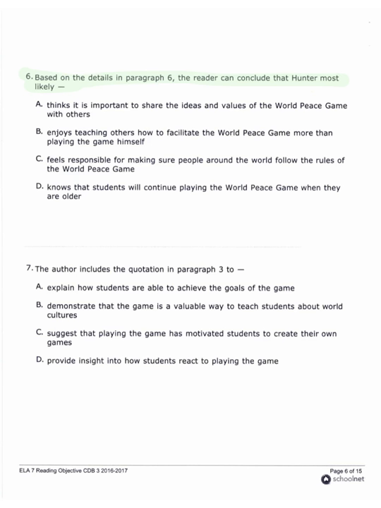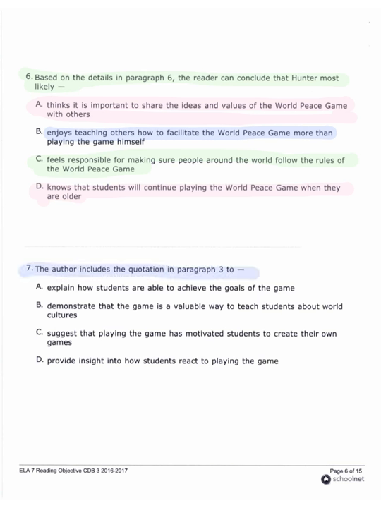Number 6. Based on the details in paragraph 6, the reader can conclude that Hunter most likely A, thinks it is important to share the ideas and values of the World Peace Game with others. B, enjoys teaching others how to facilitate the World Peace Game more than playing the game himself. C, feels responsible for making sure people around the world follow the rules of the World Peace Game. D, knows that students will continue playing the World Peace Game when they are older.